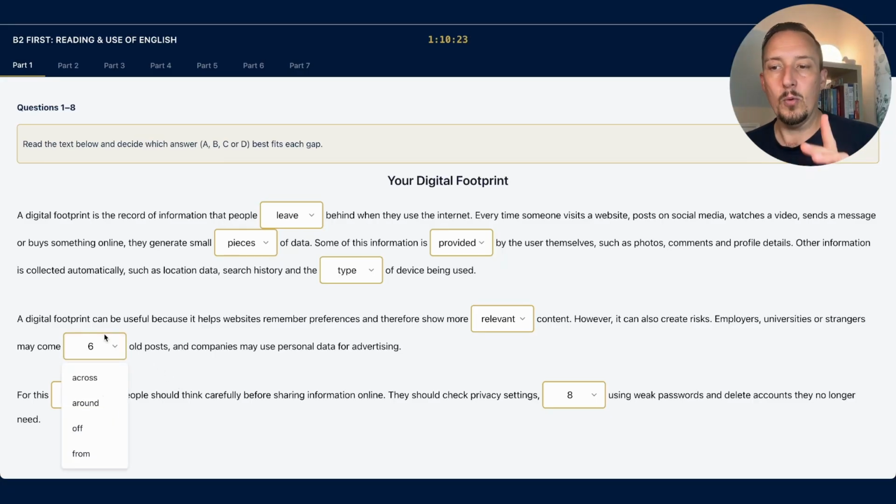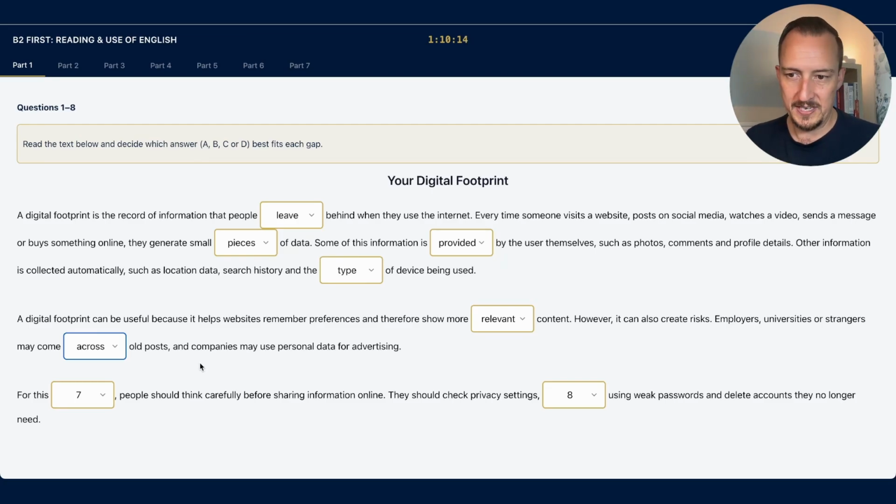Now, the one that has a similar meaning to find is come across. So strangers may come across old posts. So across is the correct answer. For this, yes, I think this is going to be reason. For this reason. We'll come back to it though. For this reason, people should think carefully before sharing information online.